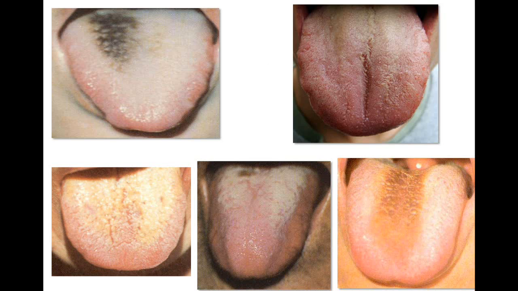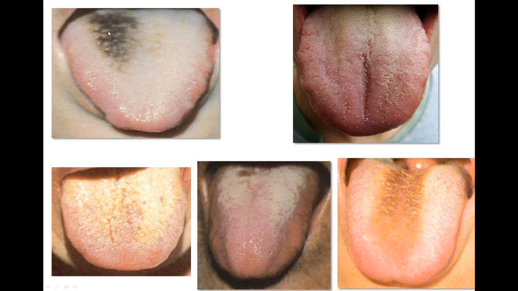Notice also various degrees here. Some have more dampness, some have more heat. For example, this one in the middle and the bottom, very sticky coating, that indicates more dampness. This one on the right is more dry, so the heat is more predominant.